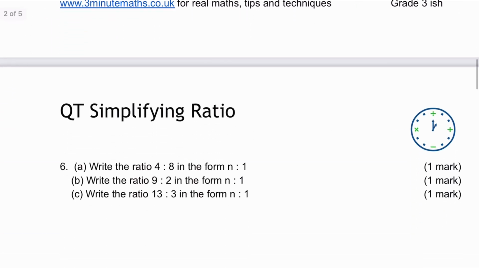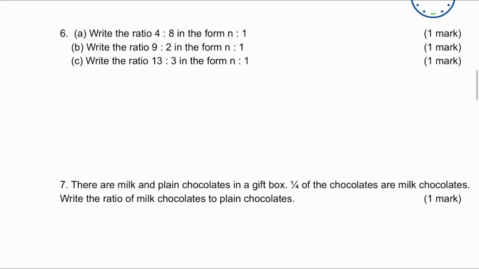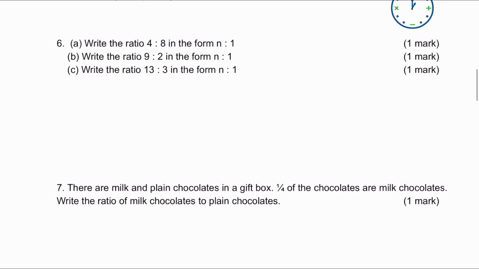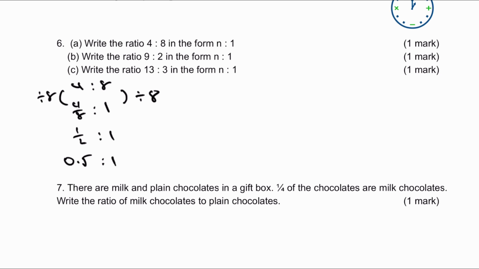So this type of question now we've got right in the form n to 1. So we're going to use exactly the same principle that we've got 4 to 8. And then rather than having 8 on the right hand side, we want 1. So we're going to divide through by 8. Now if we divide 8 by 8, we get 1. If we divide 4 by 8, we get 4 over 8. Now 4 over 8 is exactly the same as saying a half to 1. Or if we prefer a decimal, 0.5 to 1, and that would be the answer to part A.